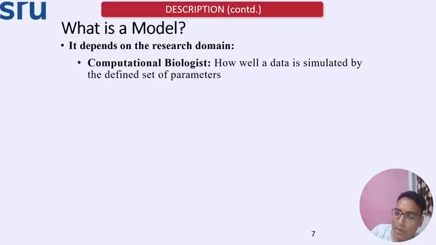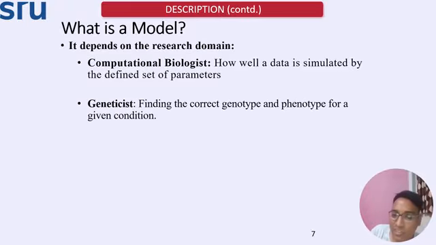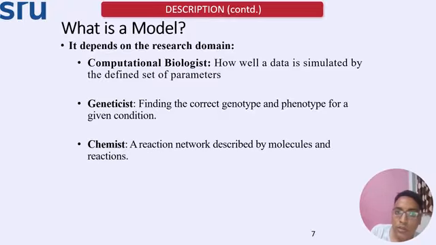If something abrupt is coming up, it means some bugs are there or the computational model is not yielding the required results which I should expect from the biological system. For a geneticist, the model means finding the correct genotype and phenotype for a given condition. For a chemist, it just means the reaction network. That's it. What is the metabolic network altogether? Molecules defined by different reactions. So it just means the complete metabolic network or reaction network.